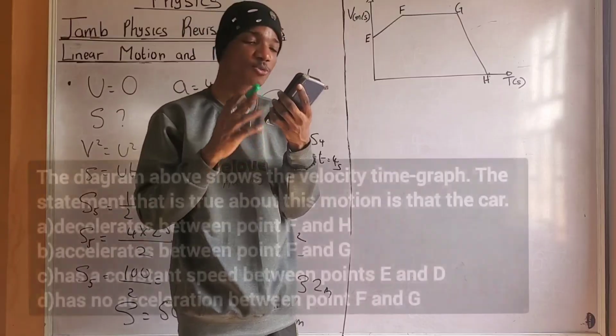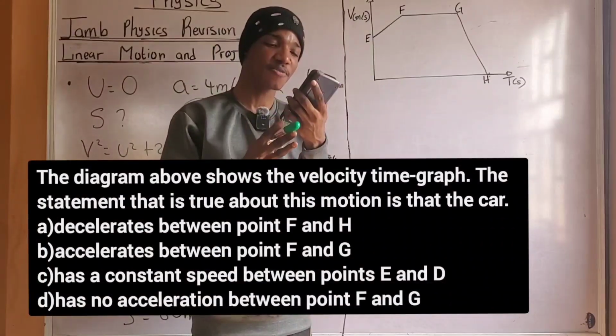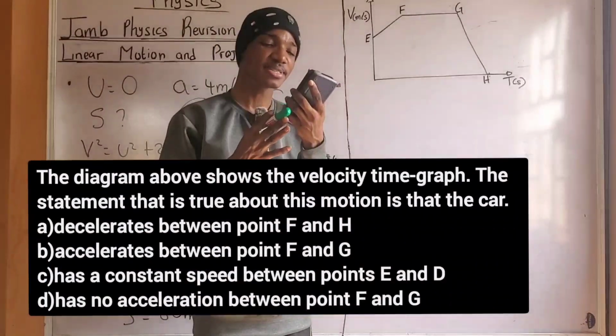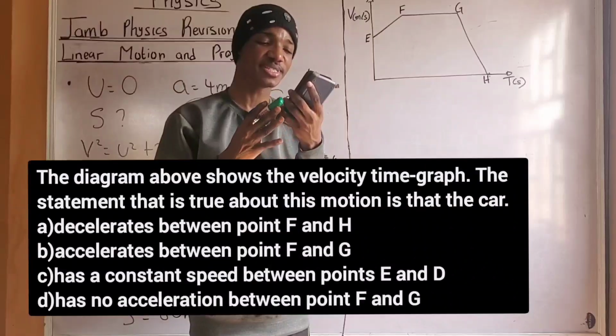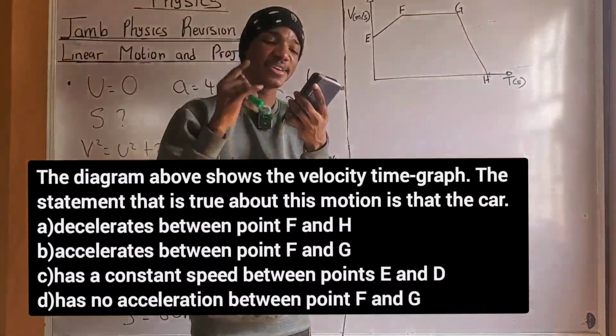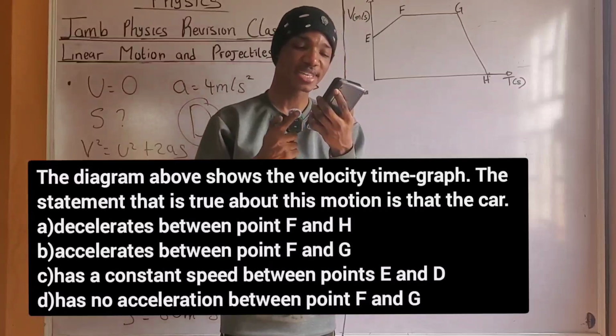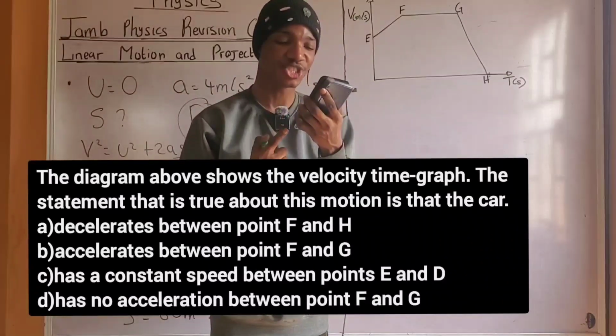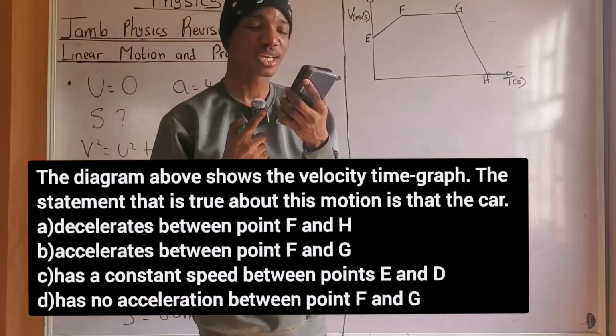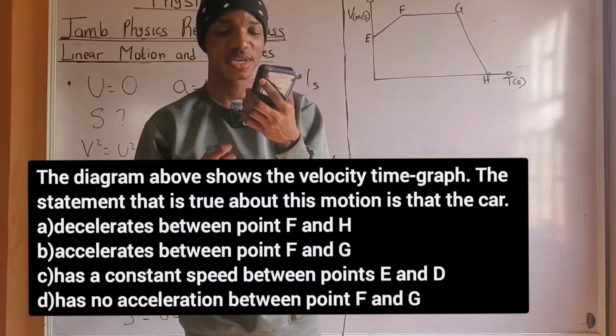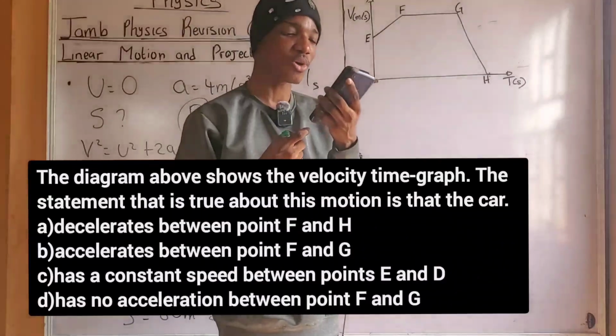The diagram above shows a velocity time graph. The statement that is true about this motion is that: A, the car decelerates between point F and H; B, accelerates between point F and G; C, has a constant speed between point E and F; D, has no acceleration between point F and G.